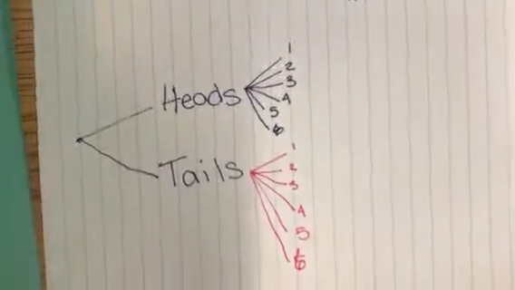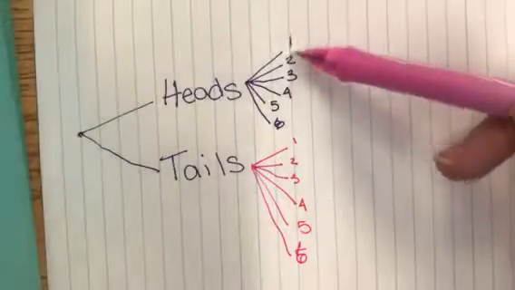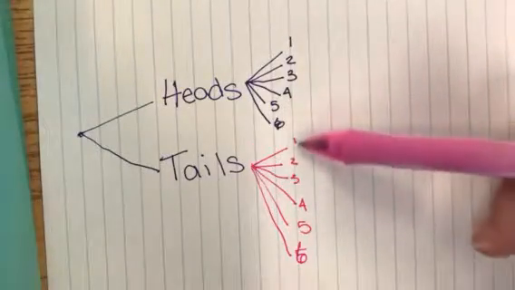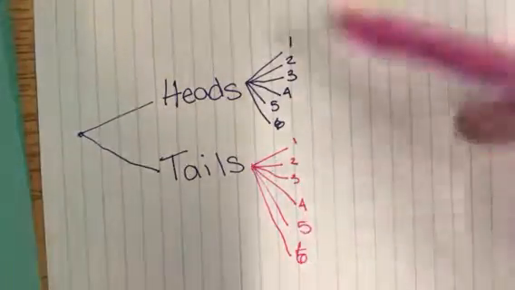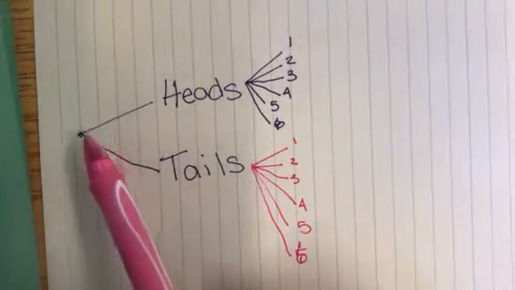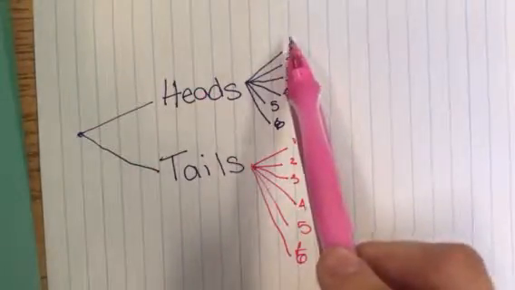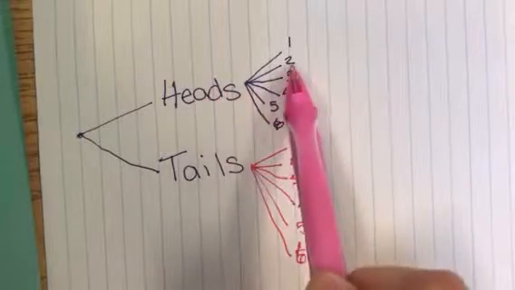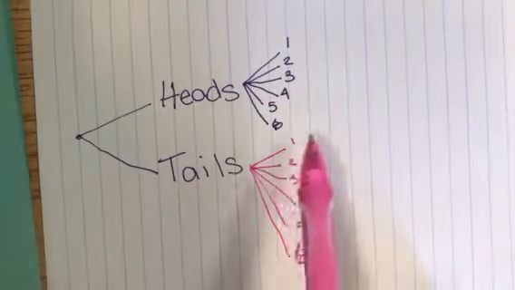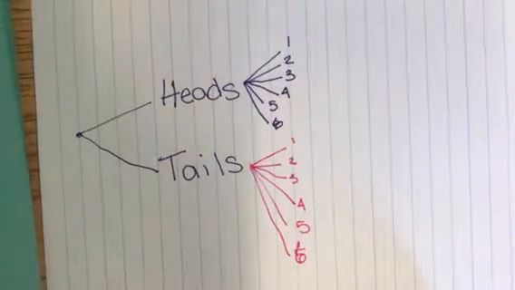This then represents all the possibilities of what could happen. There's 1, 2, 3, 4, 5, 6, 7, 8, 9, 10, 11, 12. 12 possible outcomes. One outcome is that I flip heads and then I get a 1. I could flip a head and then I get a 2. So each of these pathways gives me a different potential of what could happen.